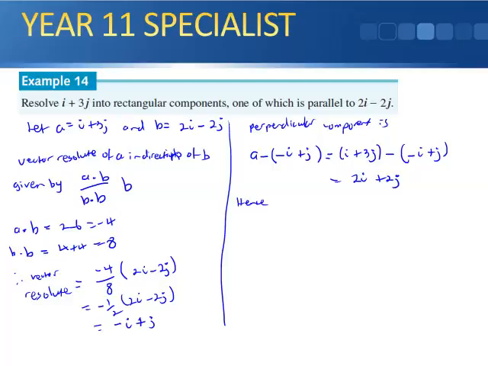Hence, we can write i plus 3j equals negative i plus j plus 2i plus 2j. And that's our resolving it into rectangular components.